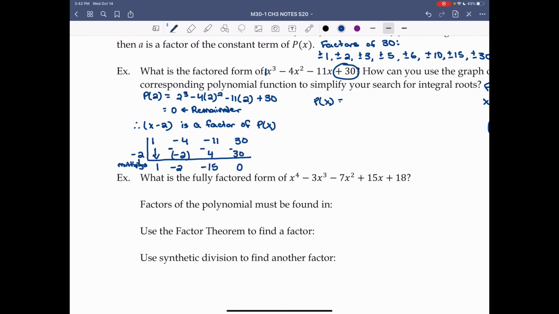p of x equals x minus 2 times the trinomial x squared minus 2x minus 15. So remember, this is our remainder. This is our constant. This is our x term. This is our x squared term, and so on. So we get the trinomial 1x squared minus 2x minus 15. And then we can factor the trinomial.